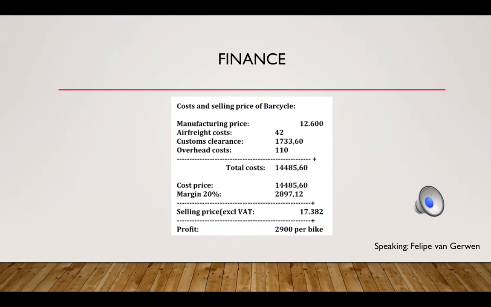As we can see below, the profit is pretty decent for selling a singular bike. The costs we had to take into account are manufacturing cost, air freight cost, customs clearance and overhead cost. This brought us to a cost price of almost 15,000 euros. The selling price is just over 17,000 euros, so there can be a profit of 2,900 euros per bike. This is a good start because we can manage to have a 20% margin on the actual product.